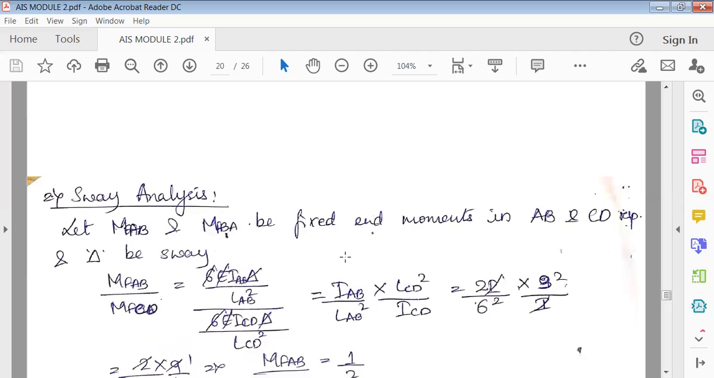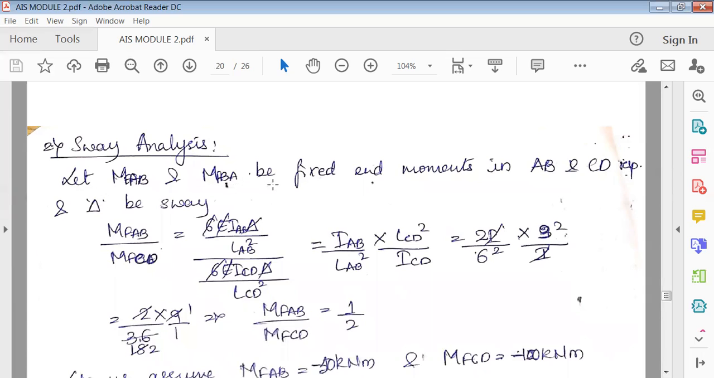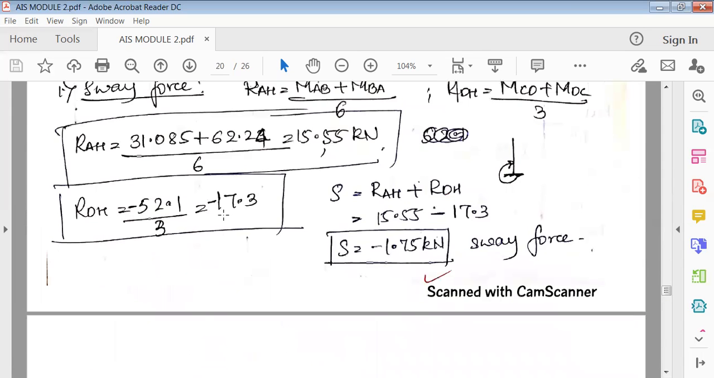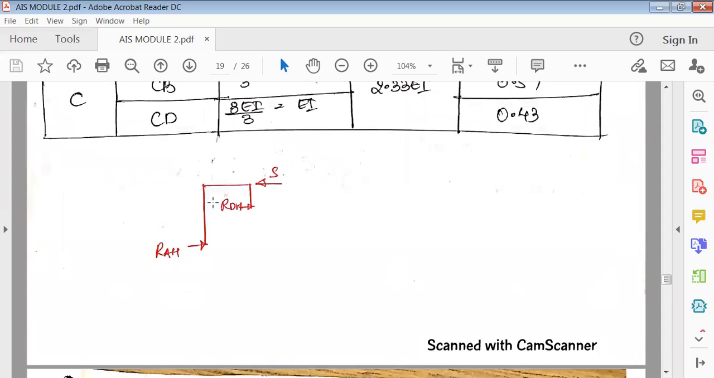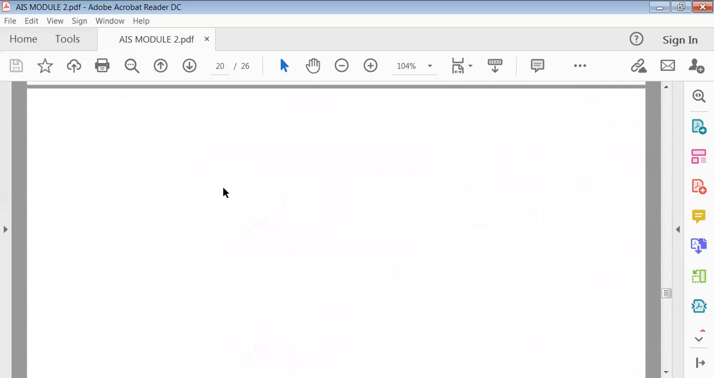So now this first portion is done, and now we are going to do the actual sway analysis. Now how do we do this? Let MFAB and MFCD be the fixed end moments at AB and CD respectively, and let delta be the sway. Now delta is nothing but the horizontal movement. So if it is moving to the right side like this, this is the initial position, say this is the final position. This horizontal movement is called delta. That delta, we're going to use here.